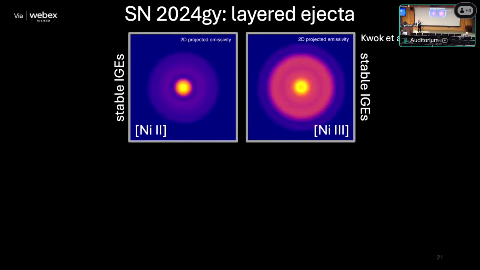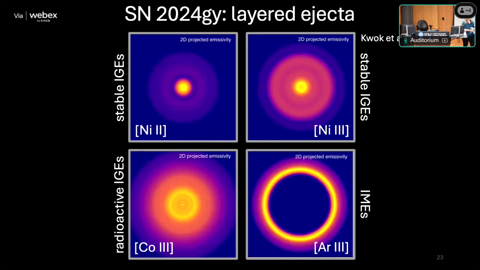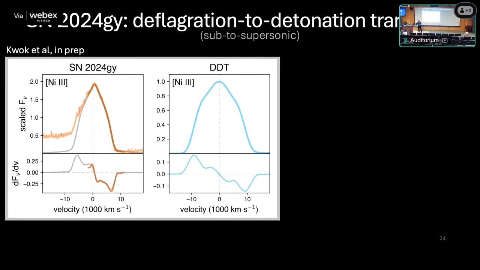All right, so putting this all together, we've got stable iron group elements that are located very distinctly from how the radioactive iron group elements are distributed, and even more distinctly are how the intermediate mass elements are distributed. This tells us we have a very layered ejecta, which means the explosion happened very fast, but there's actually a lot of different flavors of detonations, and so in this particular case, we can now do a little bit better and say which type of detonation we think it is directly from the data.